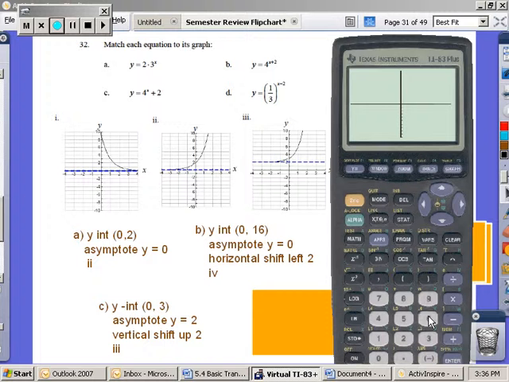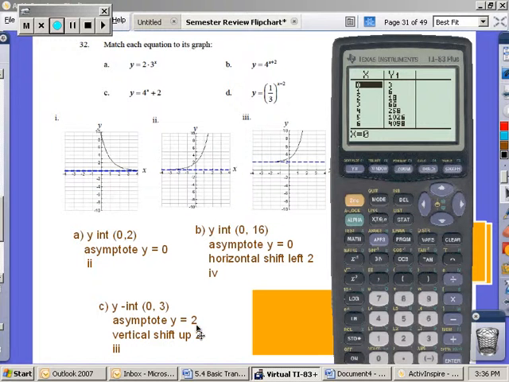Zoom 6 and graph. Which graph looks like 2, 3, or 4? The graph is 3. To find the y-intercept, hit second graph. When x is 0, the y-intercept is 3. My asymptote is k. What is my k value? 2. Vertical shift is up 2, so the asymptote is y equals 2. It's graph 3.